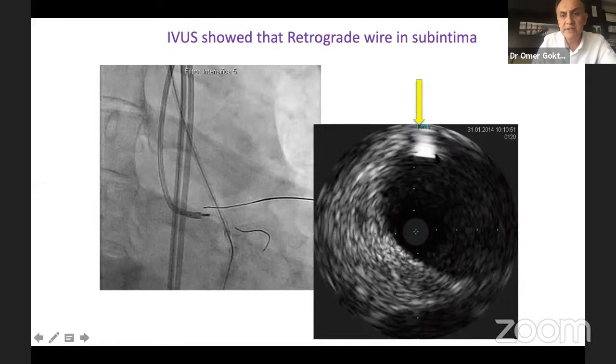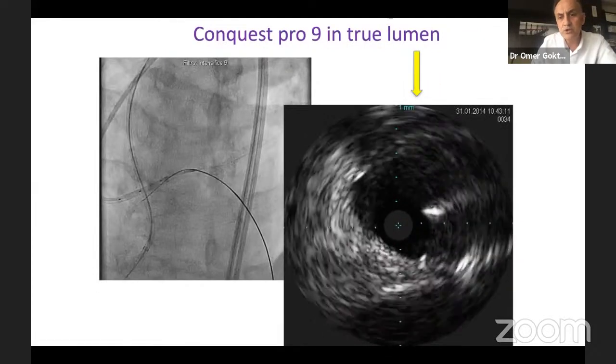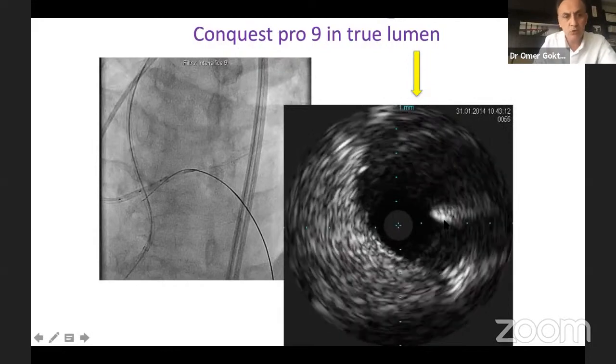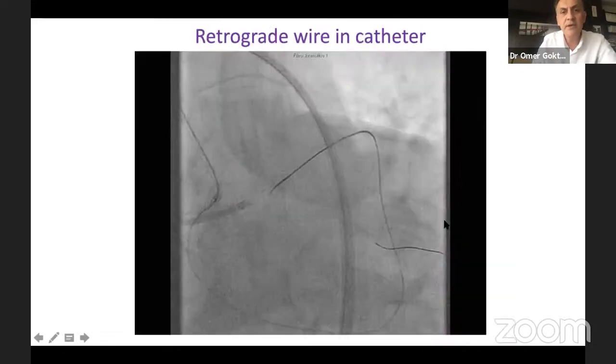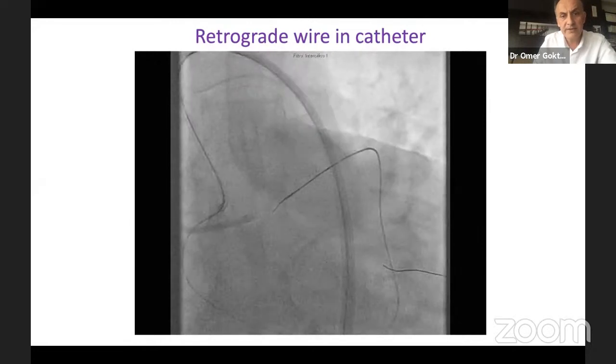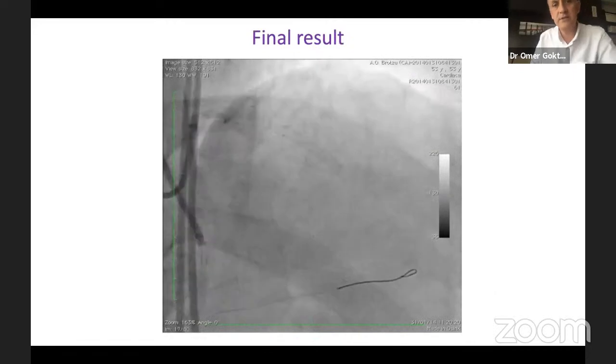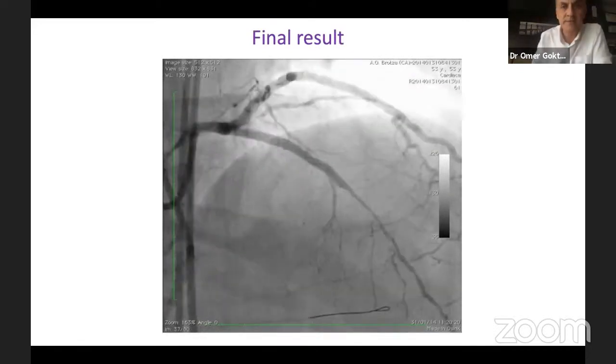And I will show it nicely. We tried redirection of the wire, and you see now it's in the lumen. So we can work over this wire. The wire is in the catheter, and this is after two slides.